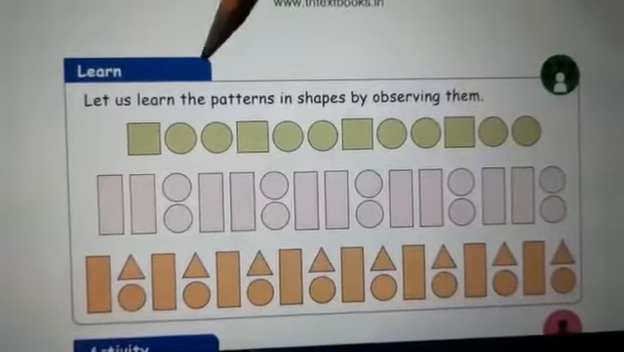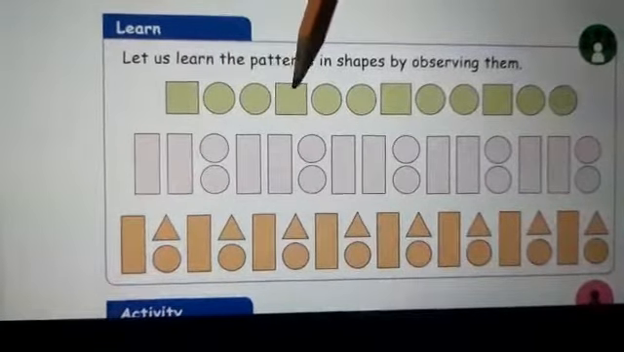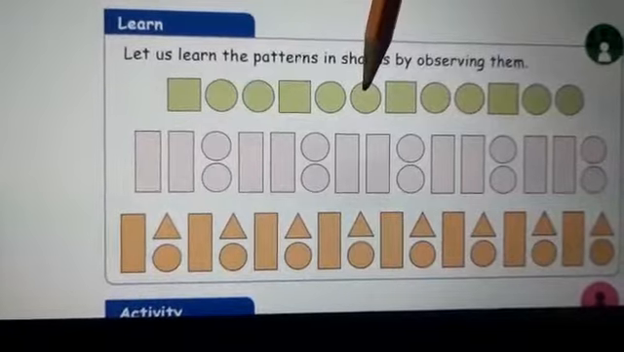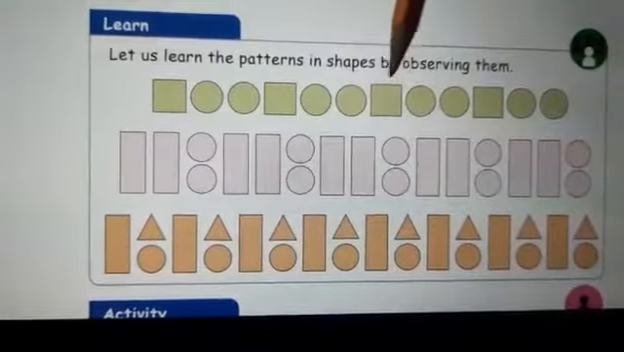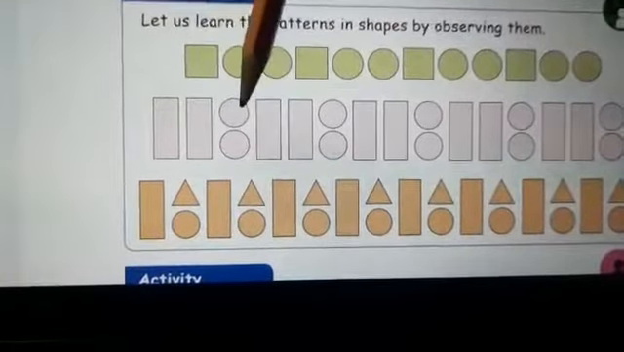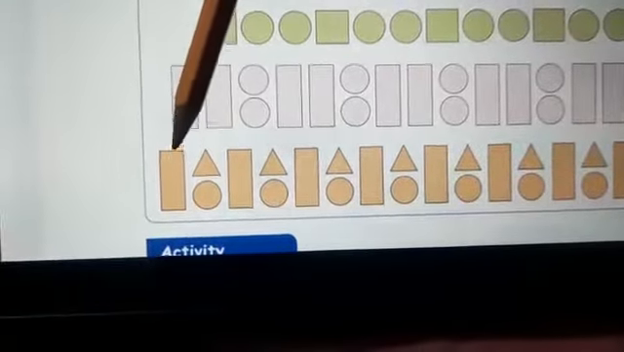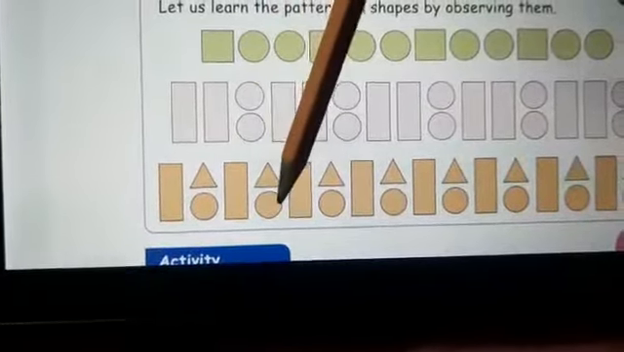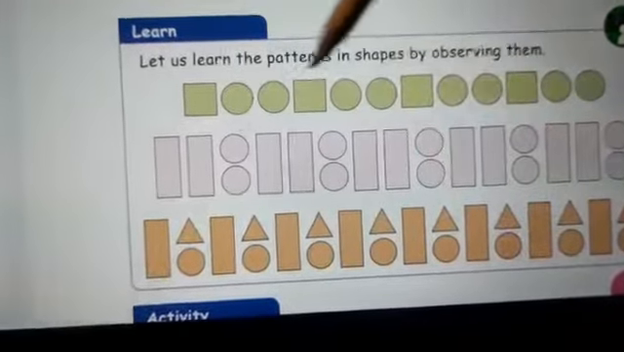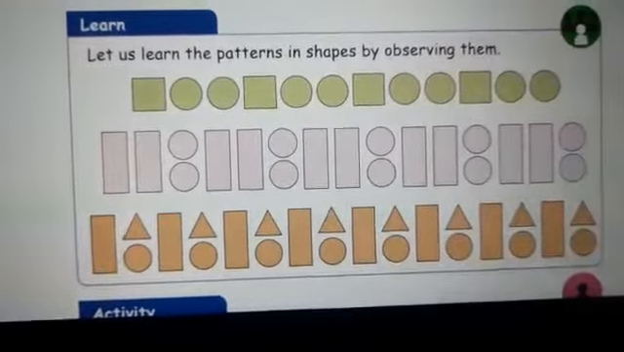See these patterns in shapes. First one is a square and two triangles placed, and a square and two circles placed. It is a square and two circles. Square and two circles. Likewise, two rectangles and two circles placed vertically. See here, this is another pattern. See the third one. First one is a rectangle, a triangle, a circle. Rectangle, triangle, circle. Likewise, it goes. These are patterns in shapes. See and observe, children. Thank you, children.